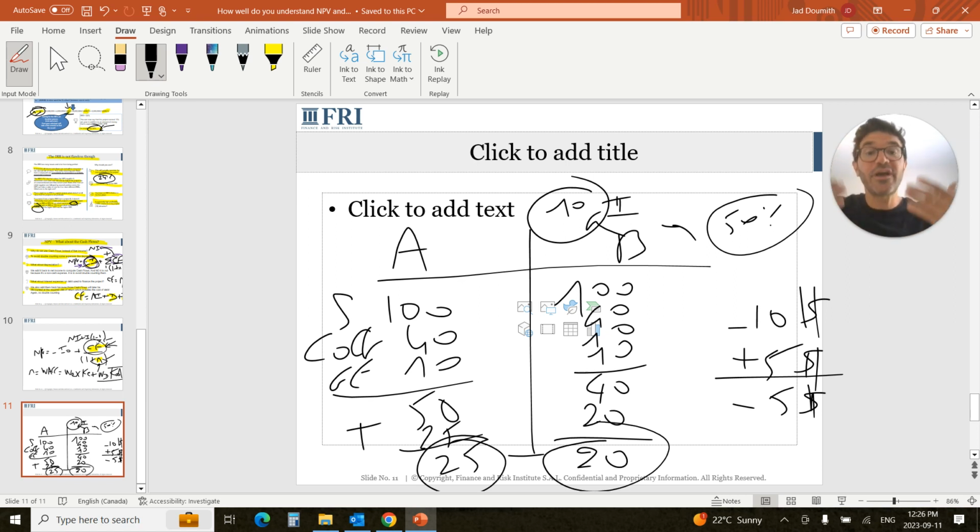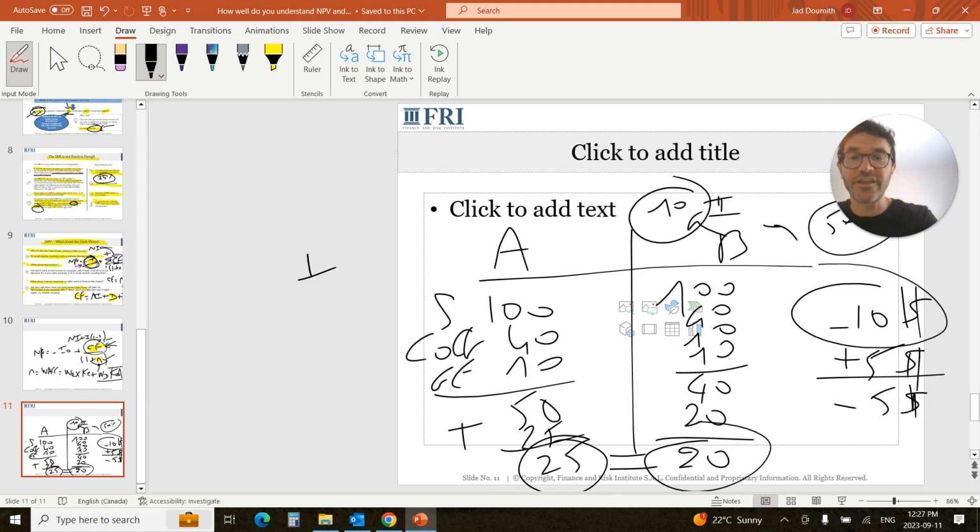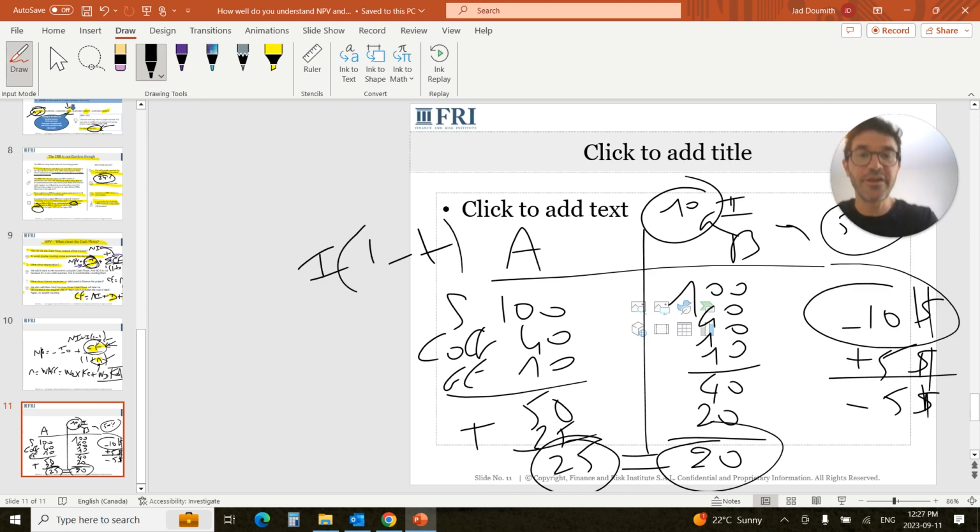This is why when you guys add back interest expenses, you don't add back the $10 of interest that you paid. Because if you had not paid those $10, you would not be richer by $10. You'd be richer by only $5, as you can see in this example. And this is the reason why we add interest expenses adjusted by 1 minus the tax rate.